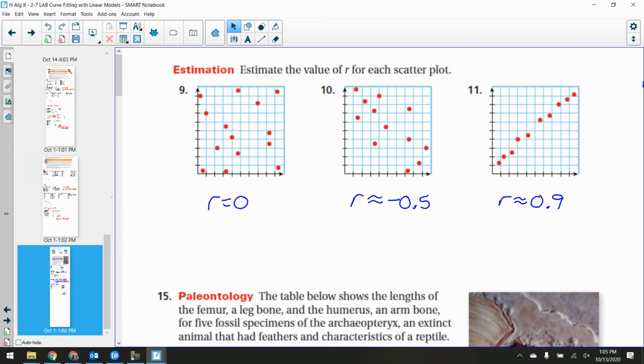Okay, here's problems 9, 10, and 11. Just estimating the R value. I might even go a little lower with number 10, like maybe a -0.3 or something like that, because that's pretty standard. Okay, so I took the numbers off of our guide notes. Would we still be accurate even if we didn't get those exact numbers? Oh yeah, just an estimate. Just remember, the more scattered the points, the closer it gets towards 0.